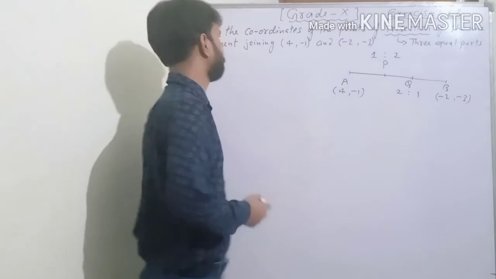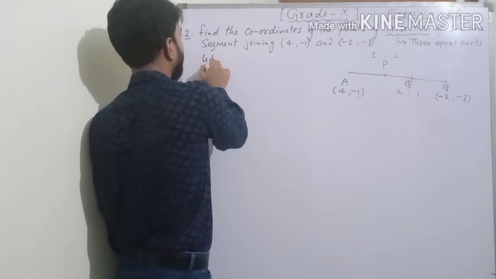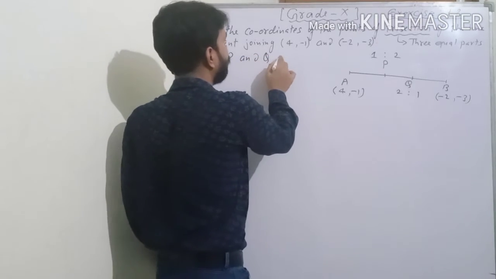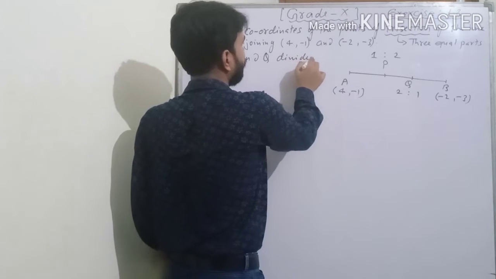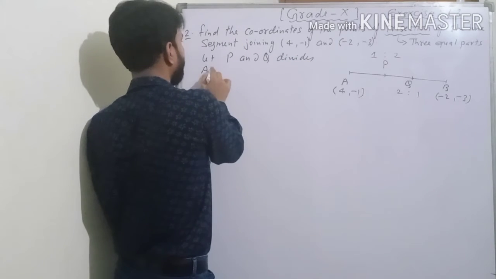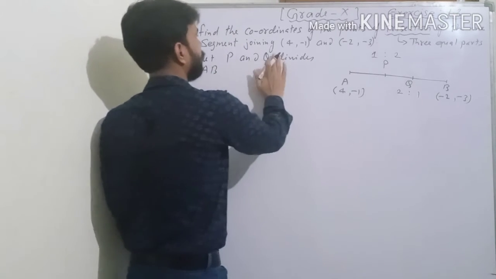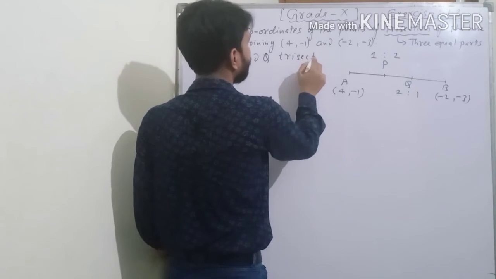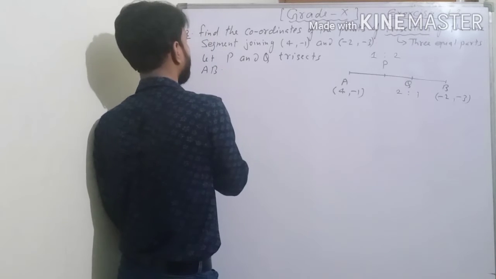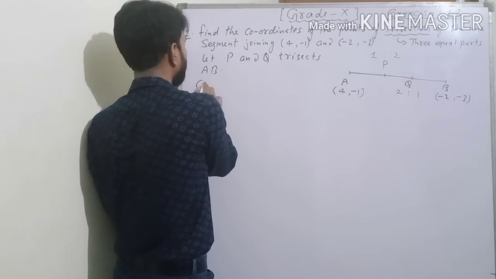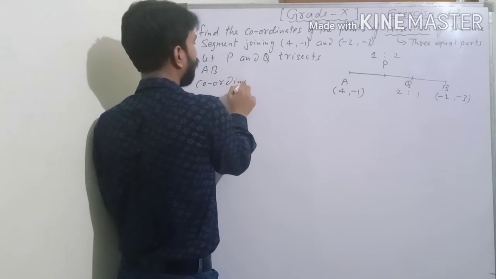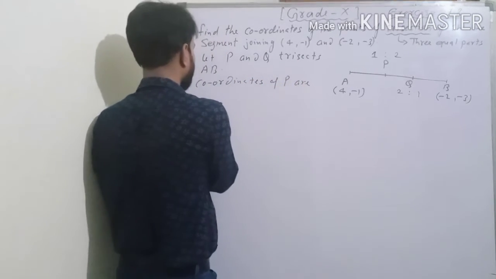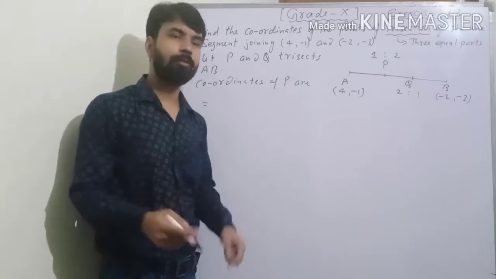Clear? How? Let P and Q trisect AB. Then coordinates of P are. But we will use the section formula.